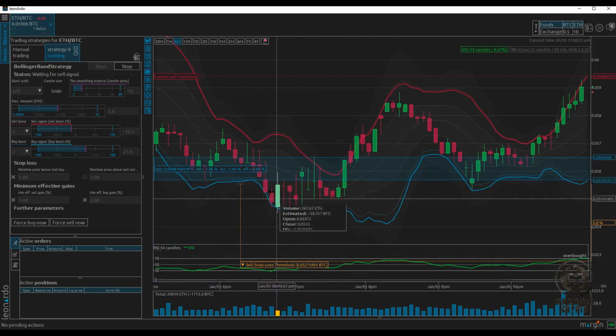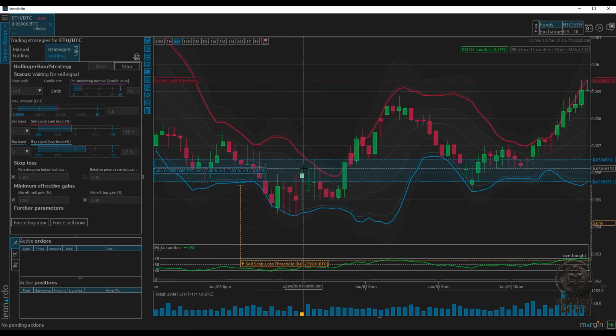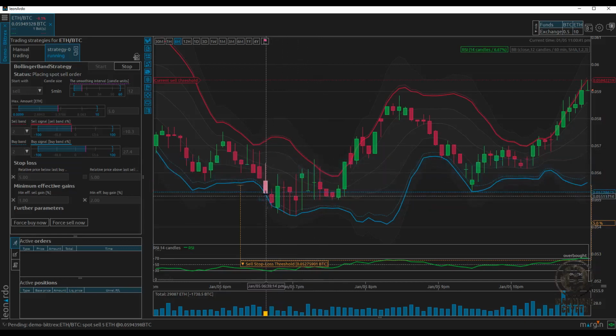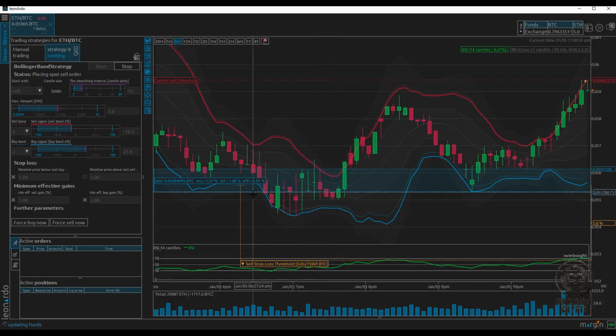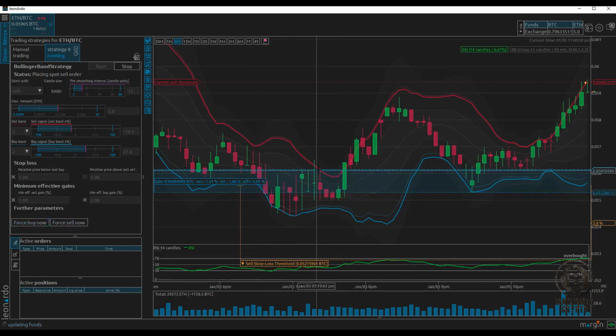So if it would buy there, for example, you would have to sell at this point. The sell trigger would have to be above the 1% line. Obviously, if you had bought the position here, 1% would mean just about here somewhere. So in this case, the bot would sell because it's above the 1% minimum. So that's pretty neat, and I like that feature.